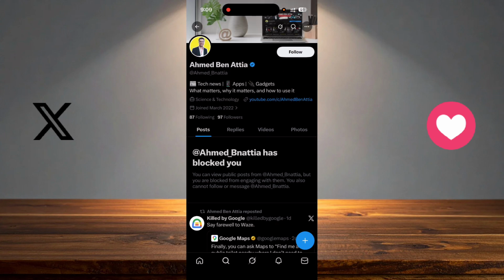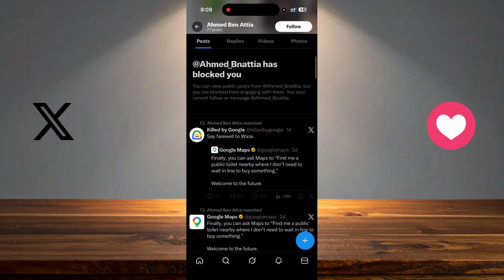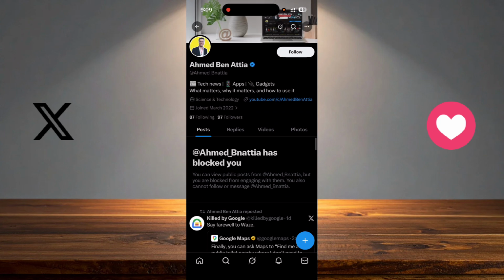From this year, the company X decided that they are having transparent block rules. So that's why you can find the person who blocked you, and X will tell you that this person has blocked you, and you can see all of his posts, but you can't interact with them.